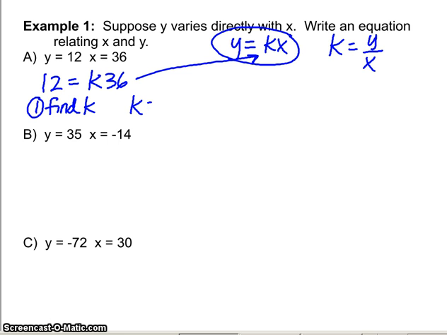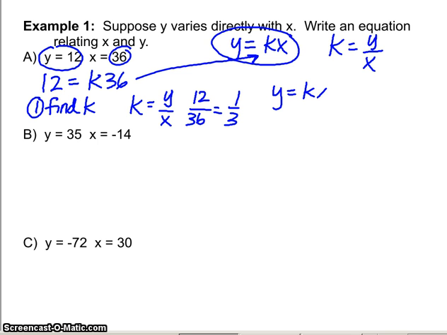So again, k is y divided by x, and looking at our information, y is 12 and x is 36. So we're going to simplify that to 1/3. So k is 1/3. Now all I want you to do is take your k value and plug it back into this equation. So keep the y and the x out of it. Your final answer then is going to be y equals 1/3 x.